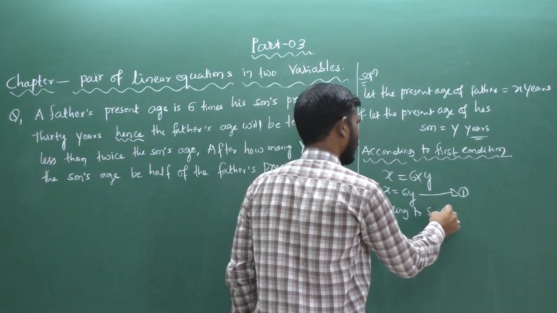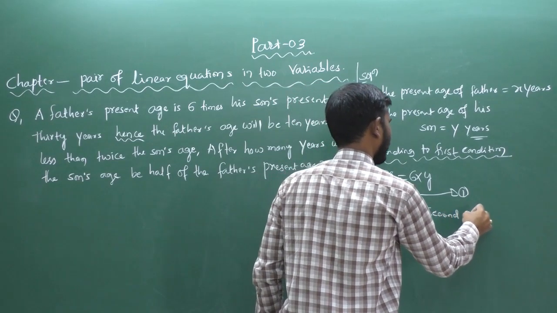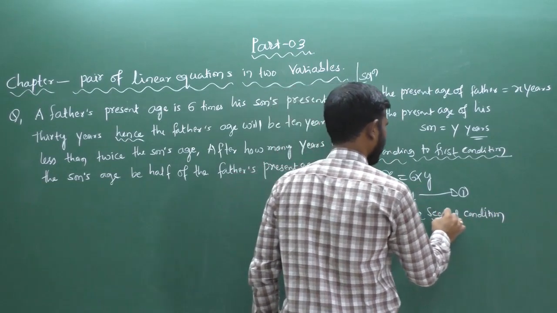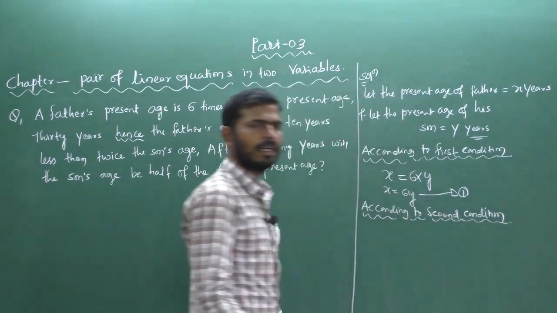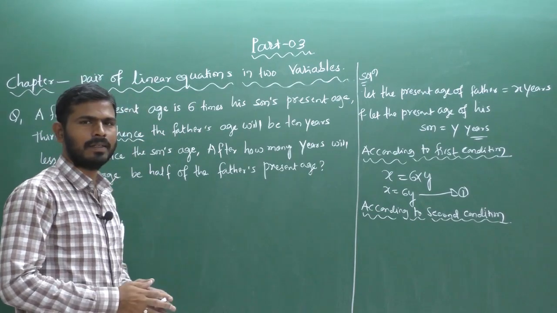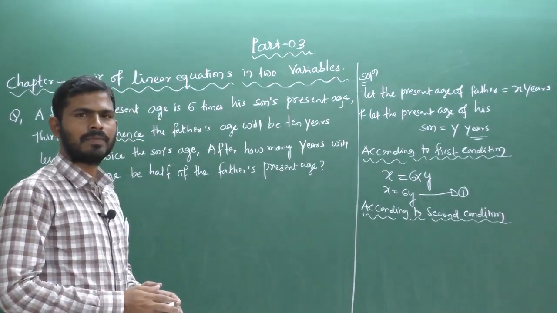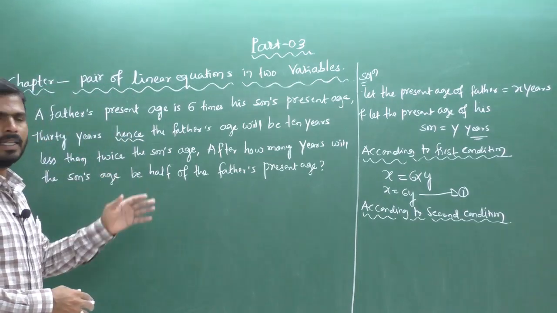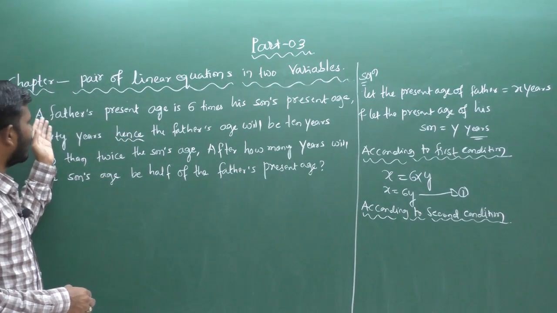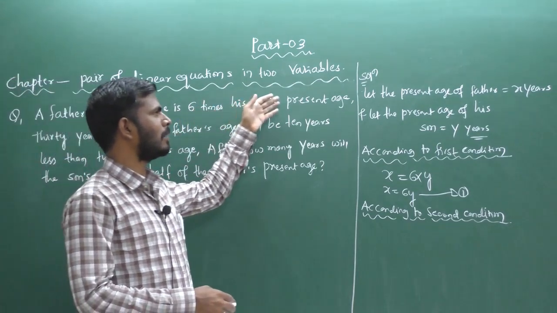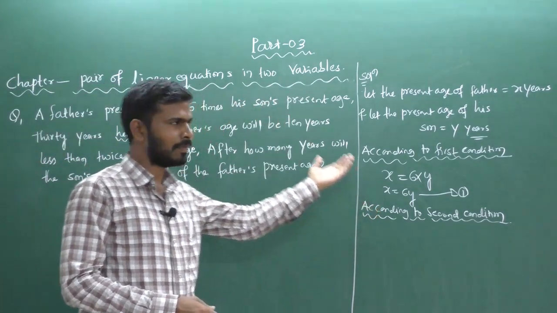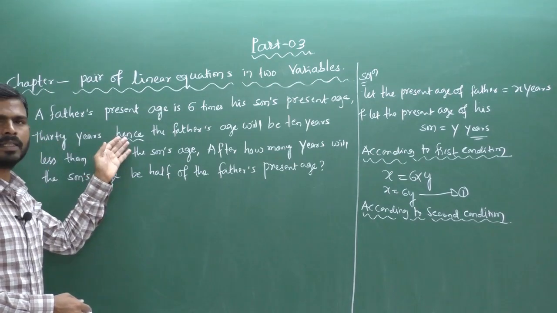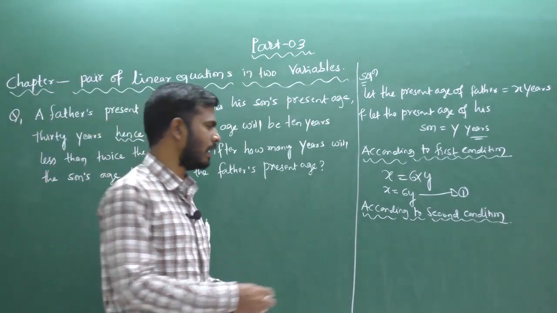according to the second condition, you have to read very carefully and form a pair of linear equations in two variables. So the second condition starts from this: the father's present age is 6 times his son's present age. This is the first condition. The next sentence is "30 years hence", which means after 30 years.